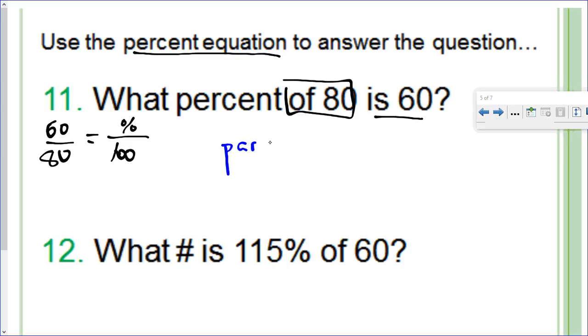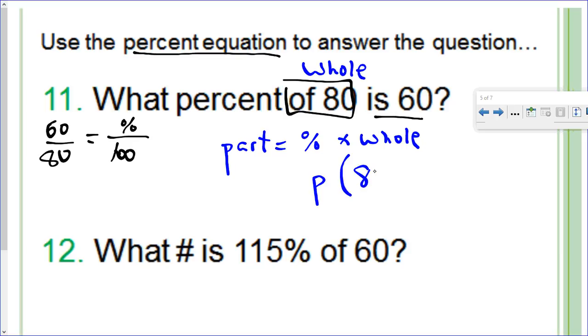But it goes like this. Part, or the portion, equals the percent times the whole. So we have a percent. We're not quite sure what the percent is, so we'll call this P. And then the whole amount, that's what this is right here. When it's out of something, that's the whole. So we're going to take our percentage and multiply it times 80. And somehow that's going to make 60 over here. That's the part.